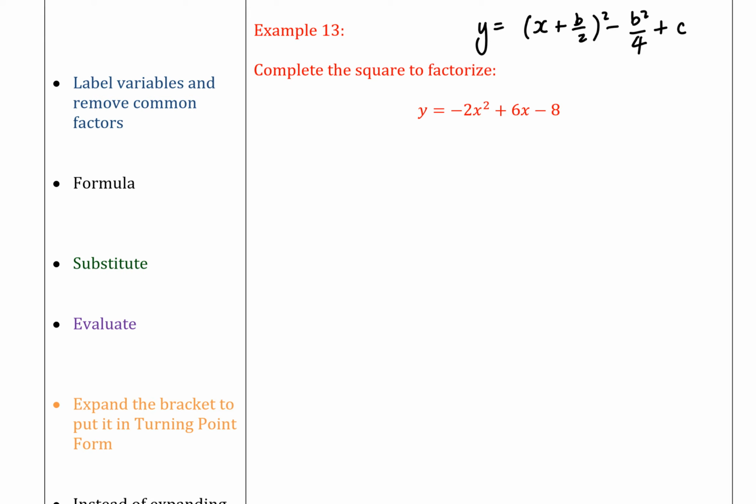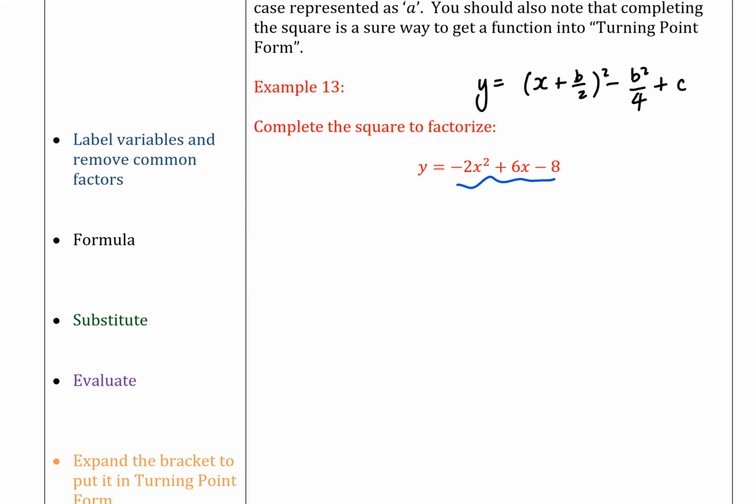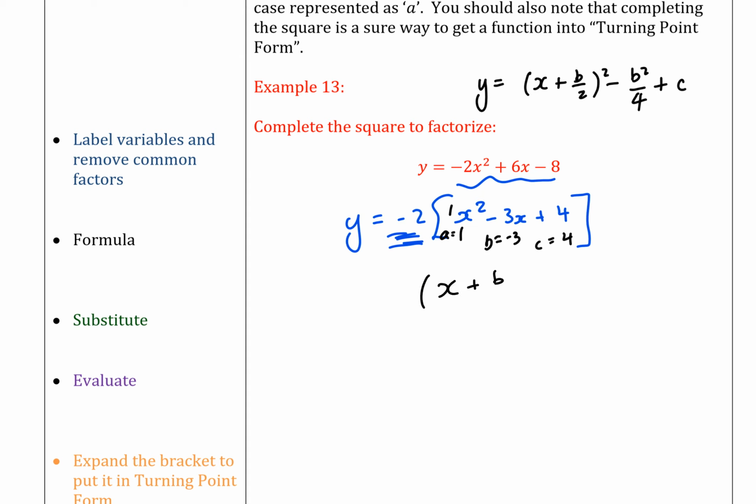So looking at my question down the bottom, it says complete the square to factorize this expression. Well, the first thing I need to do is take out negative 2. So I get x squared, this will be minus 3x plus 4. Now as long as I remember this negative 2, I can just chuck it in right at the end. If I think that my a is now 1, my b is negative 3, and my c is 4, to complete the square, I just need to do x plus b on 2 squared minus b squared on 4 plus c.